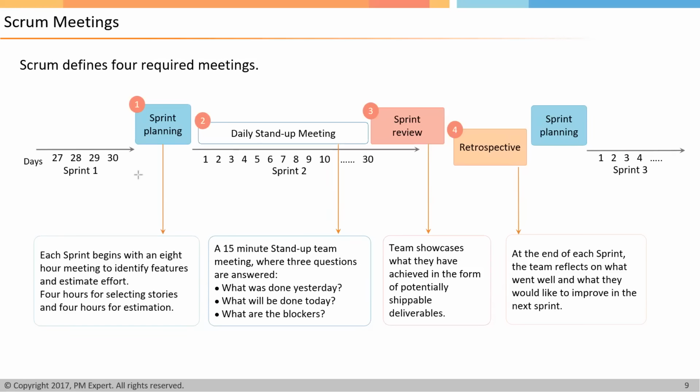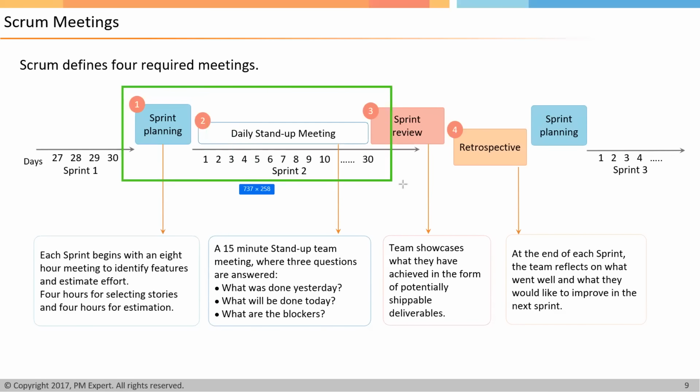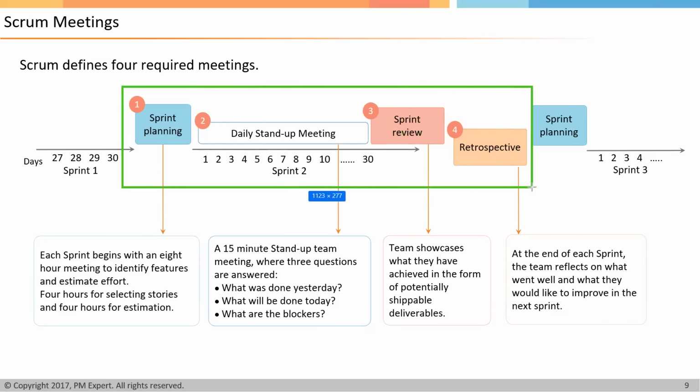Guys, can we now discuss the various meetings, various events within the sprint? In every sprint, there are 4 events or 4 ceremonies: sprint planning, daily stand-up meetings, sprint review, and retrospection. Now, let's go through them one by one. Let's start with the sprint planning meeting.